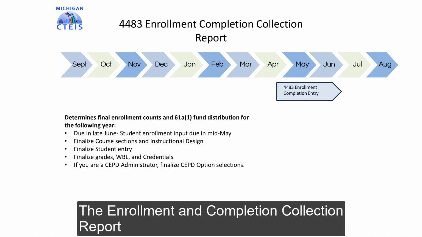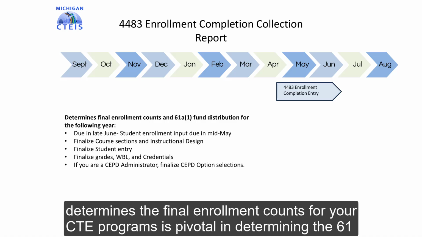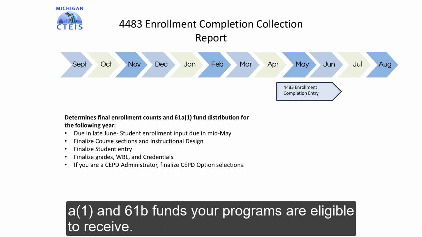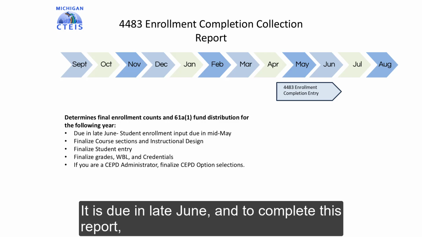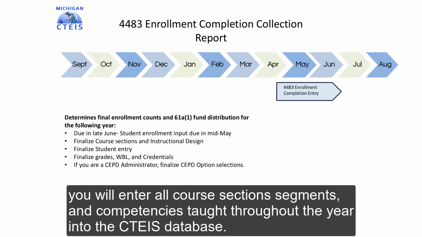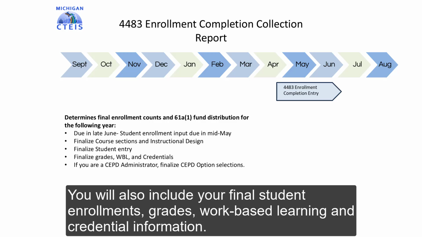The Enrollment and Completion Collection Report determines the final enrollment counts for your CTE programs and is pivotal in determining the 61A1 and 61B funds your programs are eligible to receive. It is due in late June, and to complete this report, you will enter all course sections, segments, and competencies taught throughout the year into the CTEIS database. You will also include your final student enrollments, grades, work-based learning, and credential information.